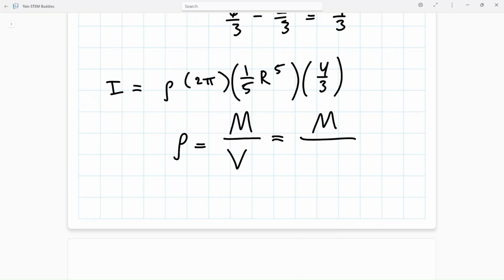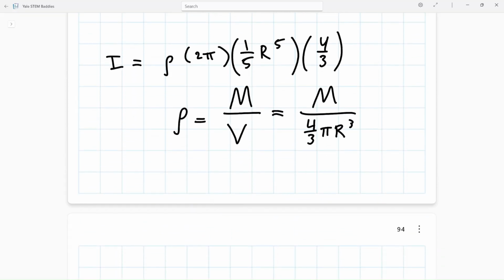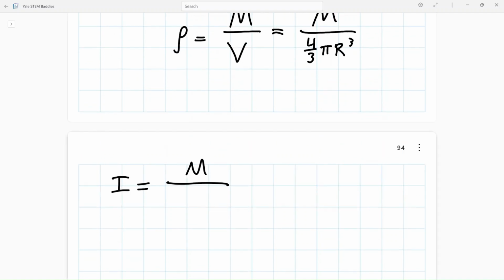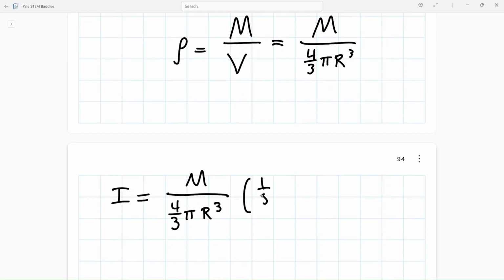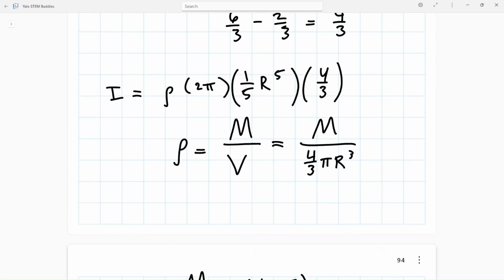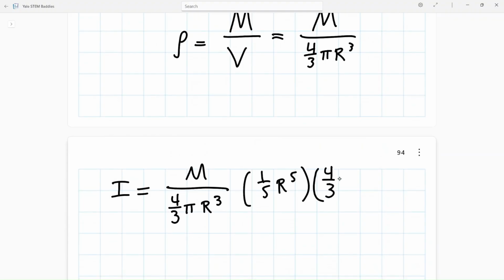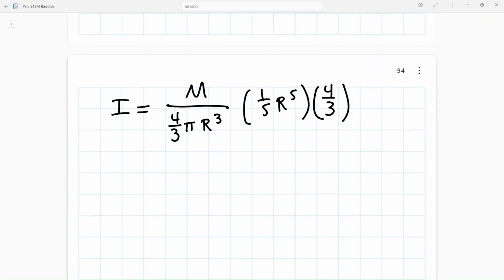And we, of course, also know from middle school or early years of high school that the volume of a sphere is 4/3 pi r cubed. Okay, perfect. So let's plug in this for our density. Our density is big M over 4/3 pi r cubed. And then let's keep our 1/5 r to the 5 times 4/3. How cool is that? All right, I see that this 4/3 cancels.